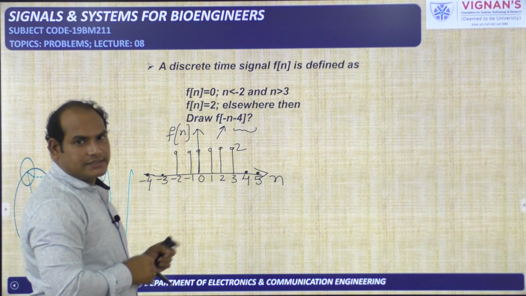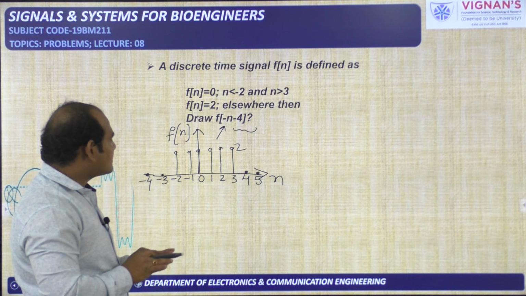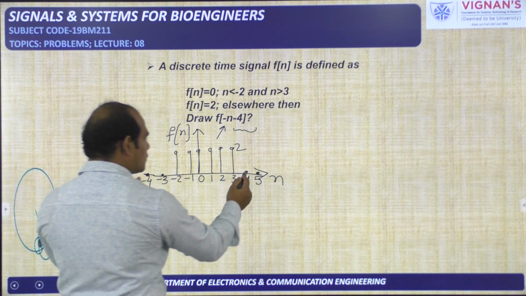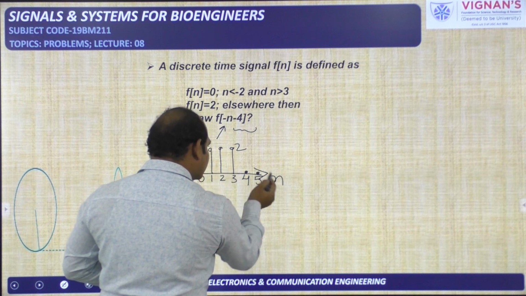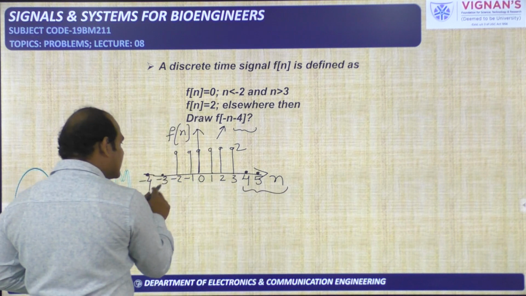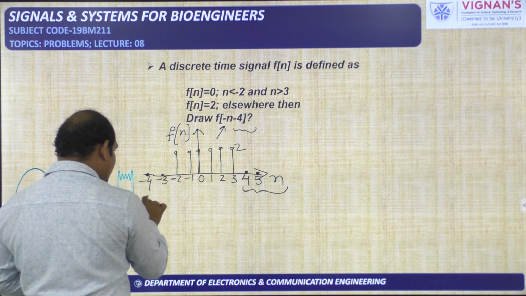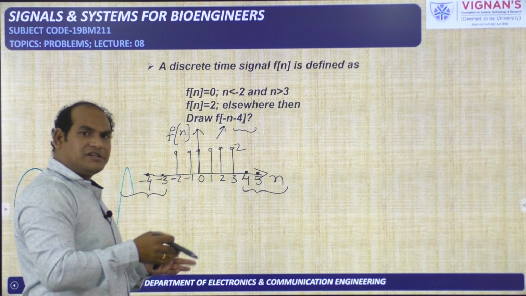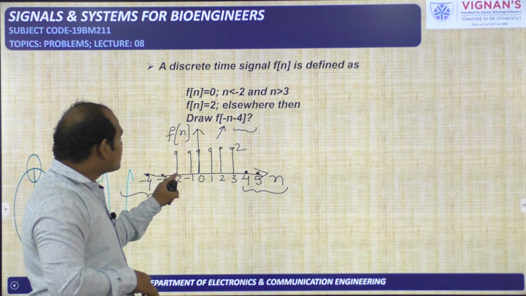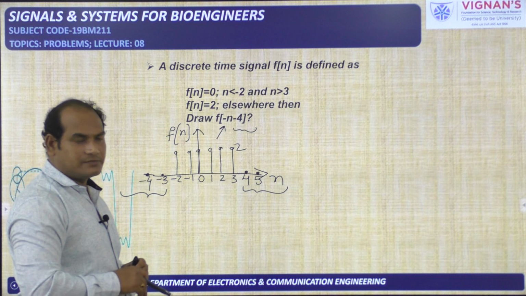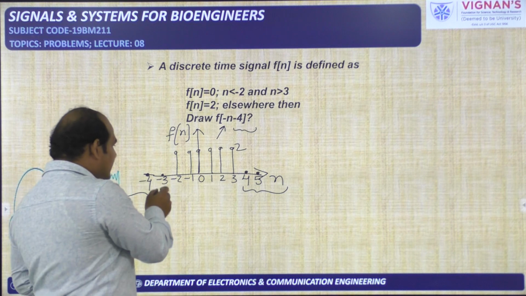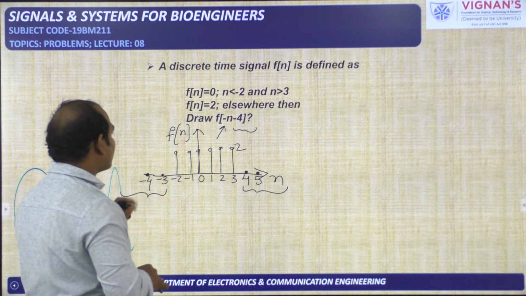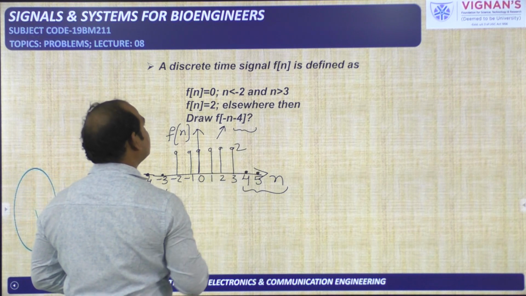This is the given signal. We have represented it graphically, and the remaining times it will be zeros only: 0, 0, 0 when n is greater than 3, that means 4 onwards, and when n is less than minus 2, that means minus infinity to minus 3. Up to this time and this time the amplitude is 0, and in the remaining time, from minus 2 to 3, the amplitude is 2. If you take here also 0 or here also 0, your problem will be wrong. So be careful while doing problems on discrete time signals also.